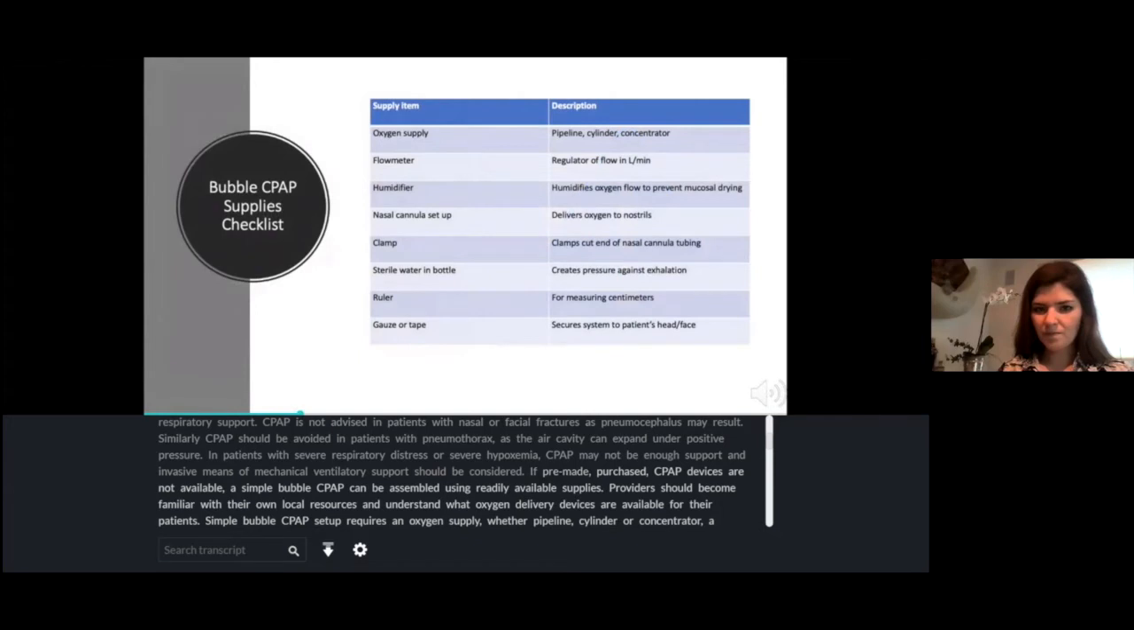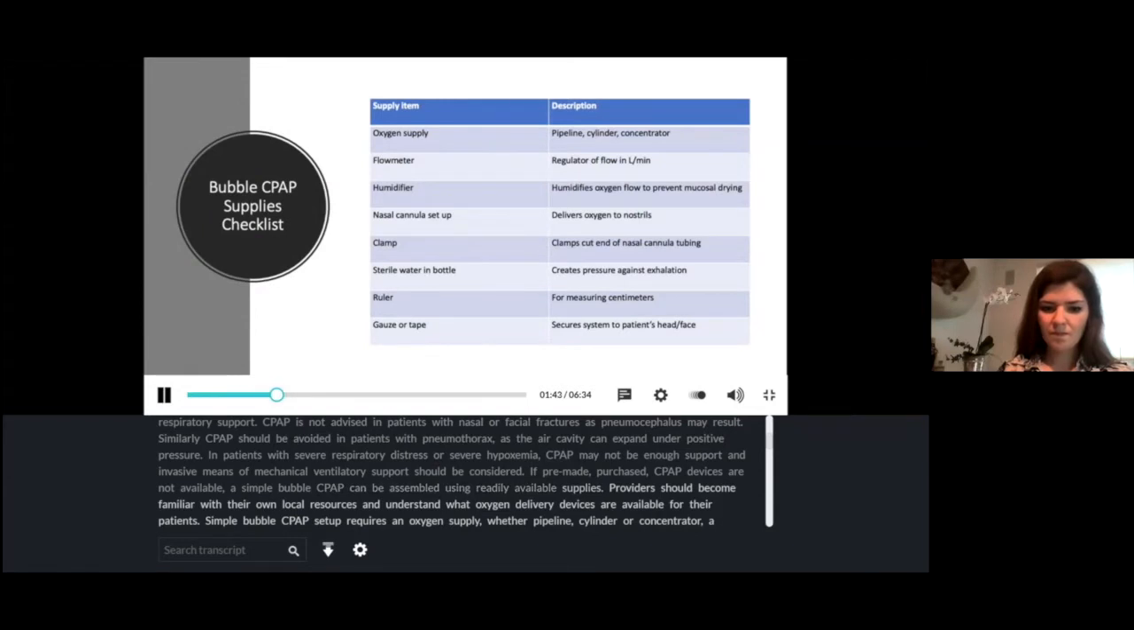If pre-made purchased CPAP devices are not available, a simple bubble CPAP can be assembled using readily available supplies. Providers should become familiar with their own local resources. So these are all of the supplies that you need in order to make this bubble CPAP. You can review this and see if you could possibly make this within your facility.